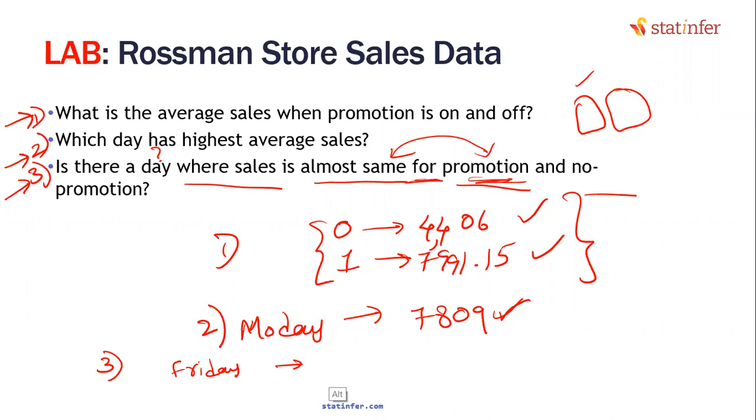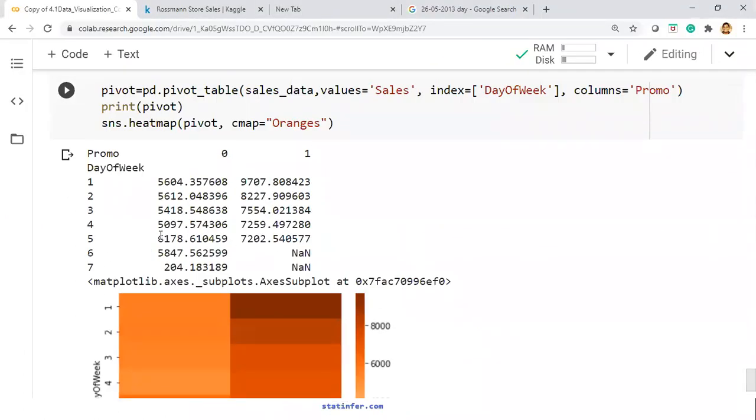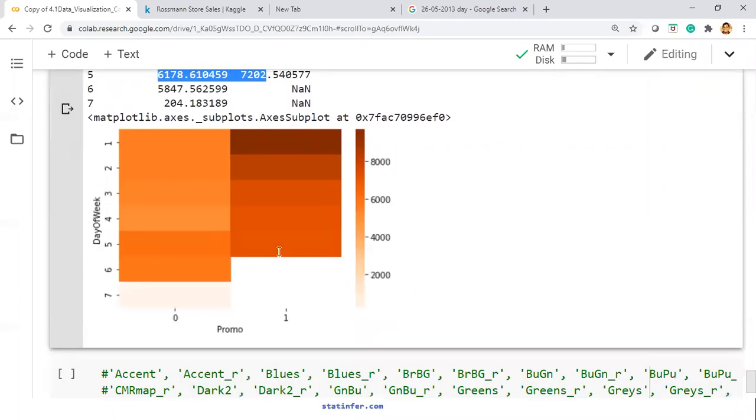Not necessarily exactly in isolation. Compared to other days, you are telling me that on Friday there is a least gap, isn't it? Yes, sir. Whereas on other days there is a huge gap. On Monday there is a huge gap. People are really coming to stores only when there is a promotion. On Friday, I think comparatively lesser gap is there. Friday is the one that you have to highlight.